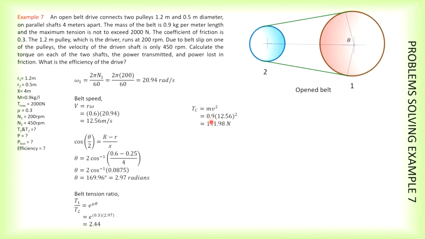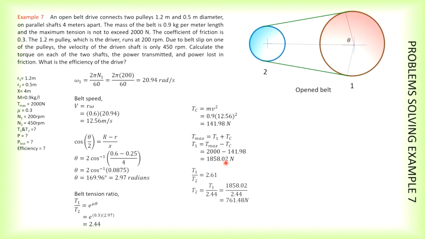So Tc is equal to m v squared. M is mass in kg per meter, and v is the speed. So here, this is what I meant. T max here is T1 plus Tc, okay? So if you don't want to use this method straight away from the beginning itself, for the belt tension, you can consider T1 minus Tc over T2 minus Tc equals e to the power mu theta. Okay, and then you use the steps that we have used to solve examples 5 and 6. Okay, so what they have found here is the T1, which is 1858.02 Newton.